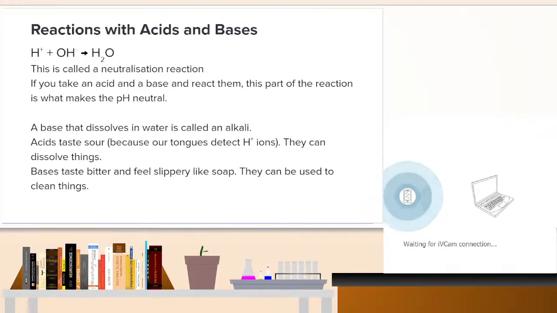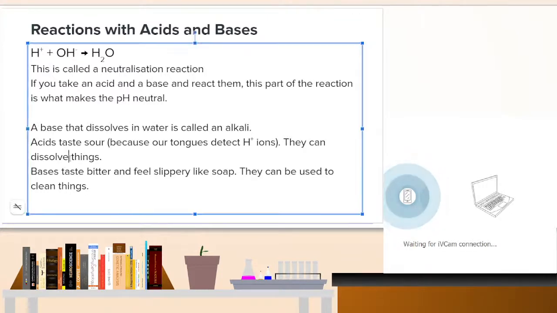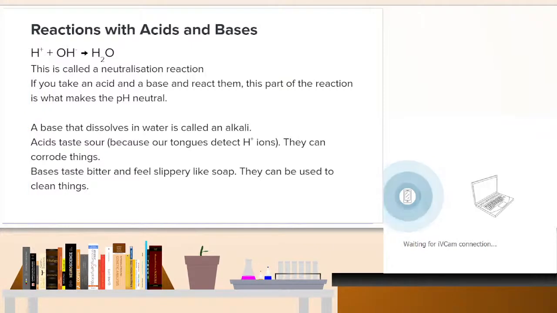And you need to know a couple of different properties about acids and bases just to know what the difference is between the two. Acids taste sour because our tongues can detect H+ ions. They can also corrode things. I shouldn't have written dissolve, it should actually be corrode. Corrode, is that how you spell that? Yeah. And bases taste a bit bitter and they feel slippery, like soap. That's why we use basic substances to clean things, such as sodium hydroxide.